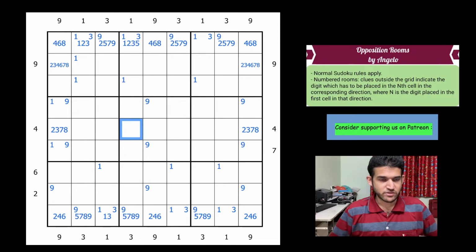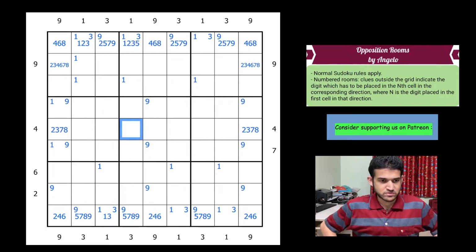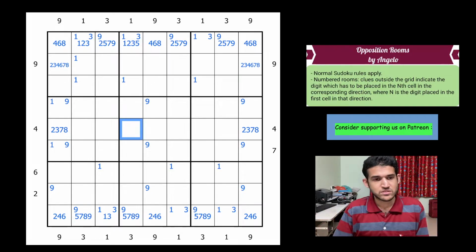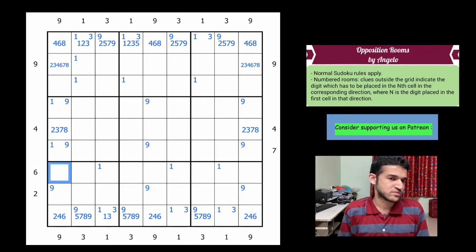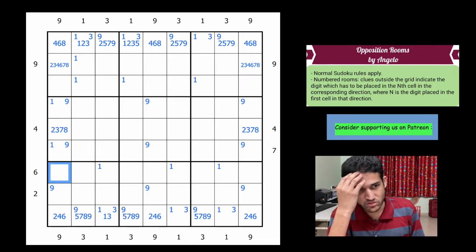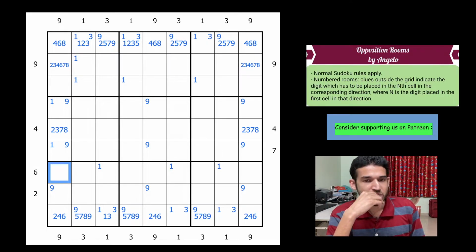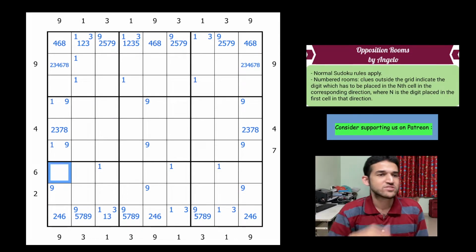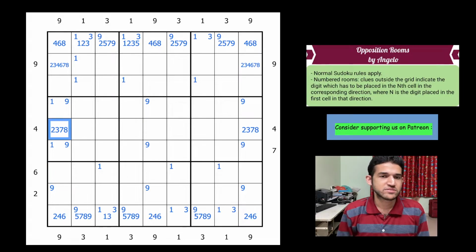Oh, this is a tough one. Cannot be a 1. It can be a 2, 3. Oh, there are many possibilities for the 6th clue. What am I supposed to see here? So if this is 2, 8, 4 goes in these cells.